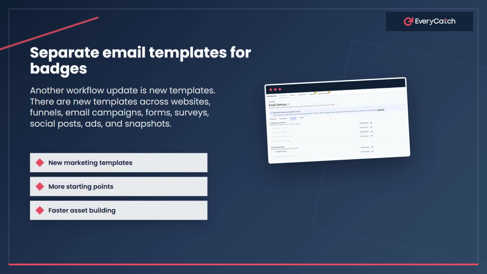Another workflow update is new templates. There are new templates across websites, funnels, email campaigns, forms, surveys, social posts, ads, and snapshots. They give you a quicker starting point when you're building new marketing assets. We're only showing a few examples here, but you can see the full set of template images in the updates section. Routine follow-up work becomes easier to keep moving.